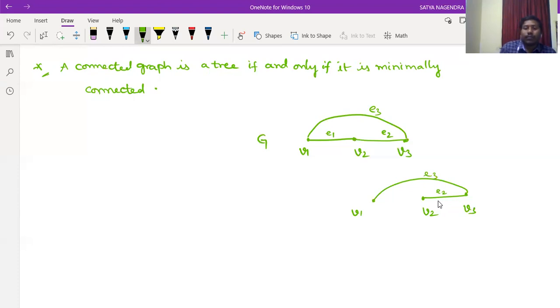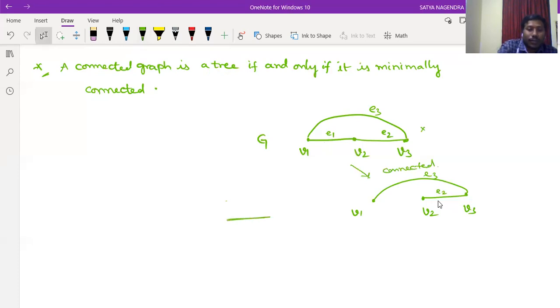But this is not a minimally connected graph. By removing an edge, you are getting a connected graph only, not a disconnected graph. So this is not a minimally connected graph. If you want to say a connected graph is minimally connected, then by removing any one edge from it, you will get a disconnected graph. That is the point that you can write based on the minimally connected graph.